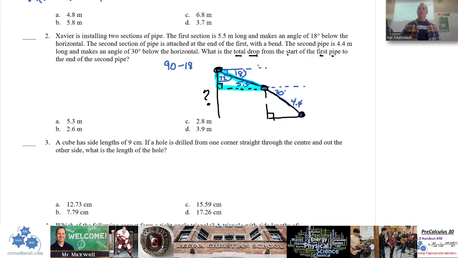Okay, so there's your first triangle, and you can find this length right here. Do the same sort of thing for this other triangle. Find out what this angle is, and then find this drop right here. Then add the two together. Okay? So I'll give you a minute or two to figure out that one, because it looks like that one got some of you stuck. And then I'll show you the answer in a minute.